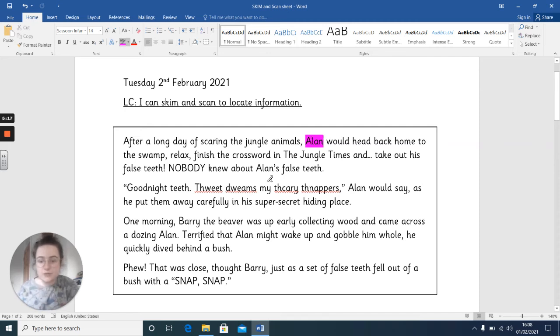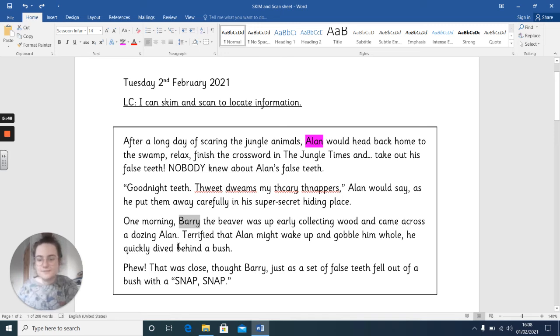I could think also that the name Barry might be the name of the alligator. So let's highlight that one. But I've got to read that sentence to see if there's any evidence. One morning, Barry the beaver was up early collecting wood. Oh, so Barry is the beaver. So the answer to the question, what is the crocodile's name? It's not Barry, because Barry is the beaver's name. So I'm going to take that away. So Alan is definitely the crocodile. The alligator, sorry. So what is the alligator's name?